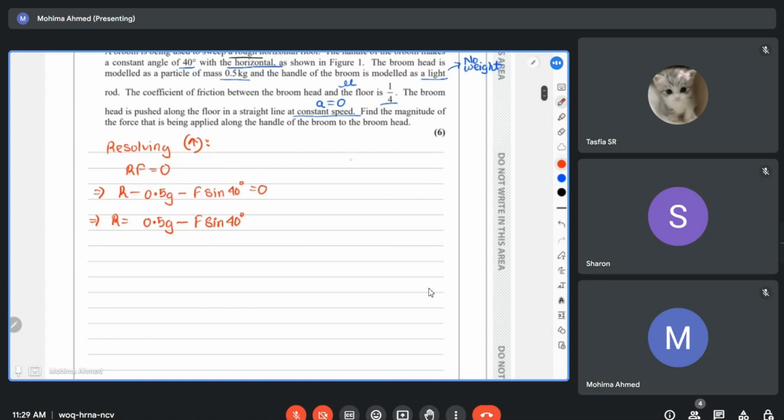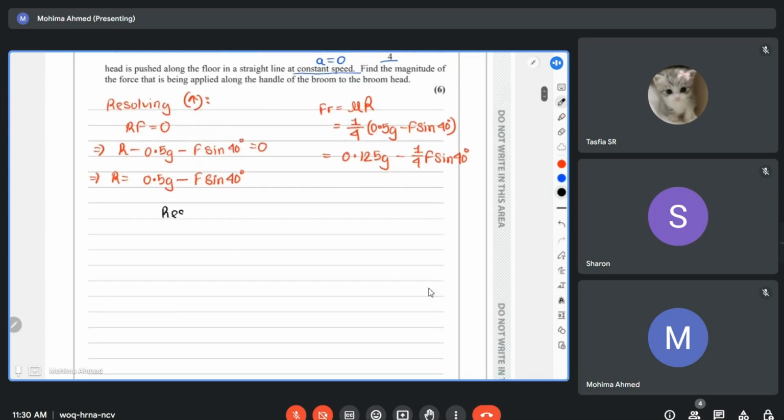So for friction, you can write friction is actually mu R, right? Mu was 1/4, so 1/4 multiplied with 0.5 g minus F sine 40 degrees. If you multiply 0.5 with 0.25, what is it? 1/2 times 1/4 is 1/8. So it will be 0.125 g minus 1/4 F sine 40 degrees. Right, that is the final value for your friction till now. After this, we'll now move on to the horizontal forces resolving part.